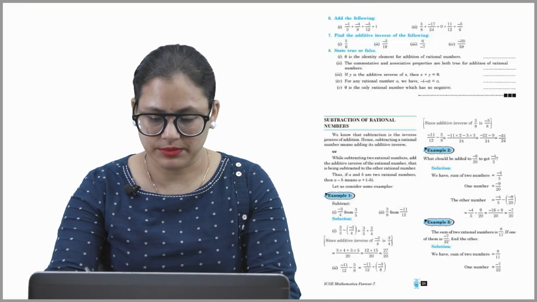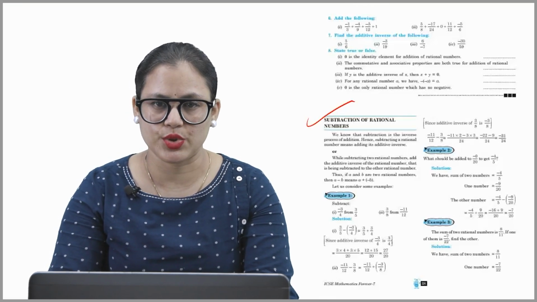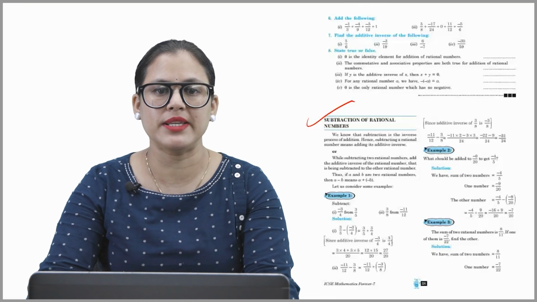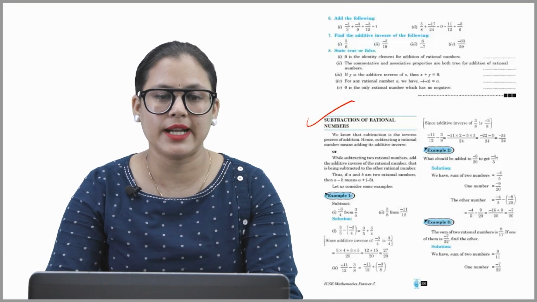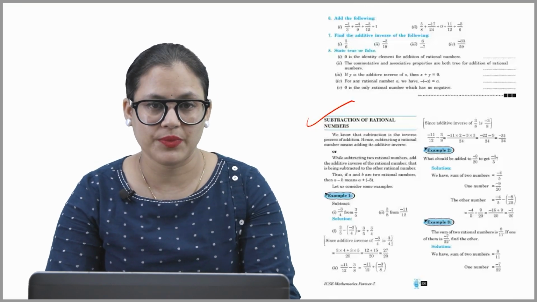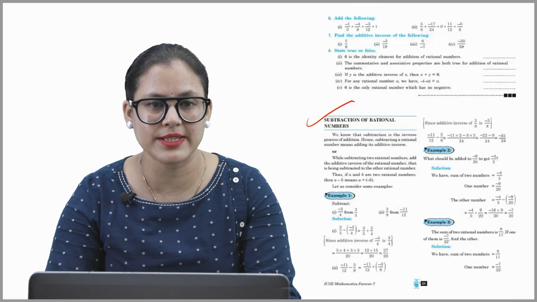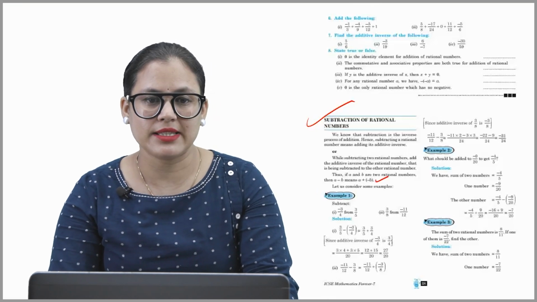Subtraction of rational numbers. We know that subtraction is the inverse process of addition. Hence, subtracting a rational number means adding its additive inverse. Or while subtracting two rational numbers, add the additive inverse of the rational number that is being subtracted to the other rational number. Thus, if a and b are two rational numbers, then a minus b means a plus minus b.